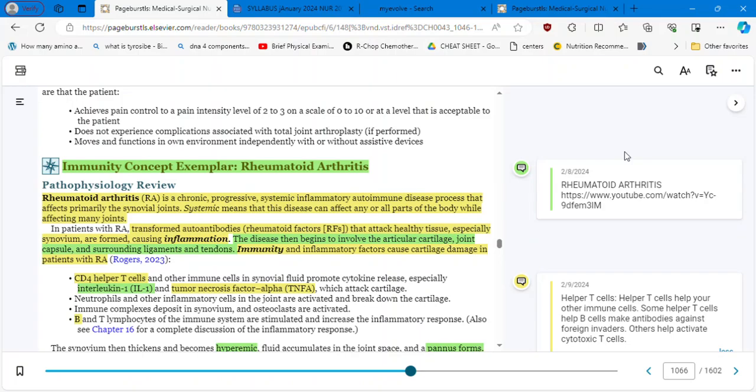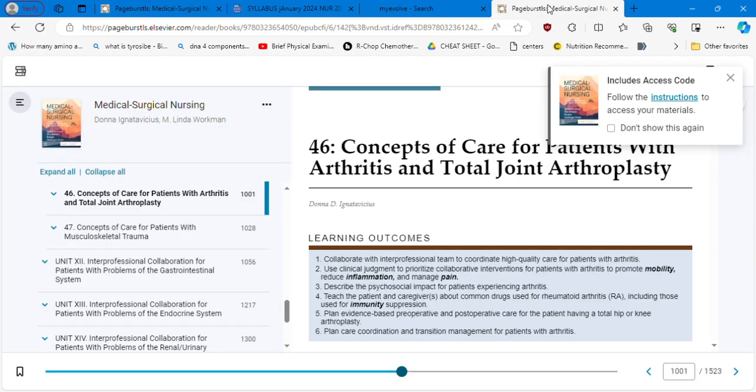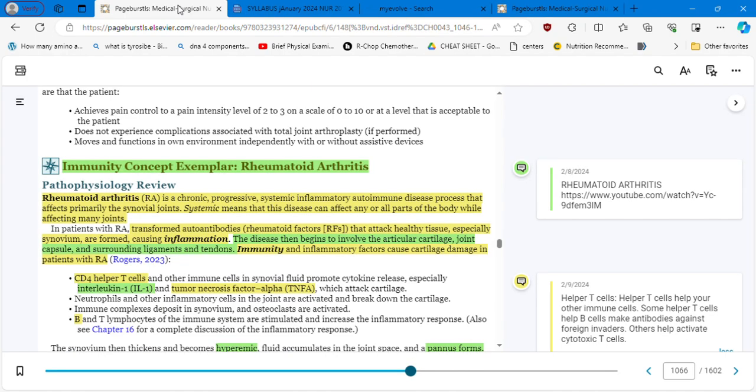Hello students, welcome to Concepts of Care for patients with arthritis and total joint arthroplasty. So this is part 4. We're going to speak about rheumatoid arthritis and gout.